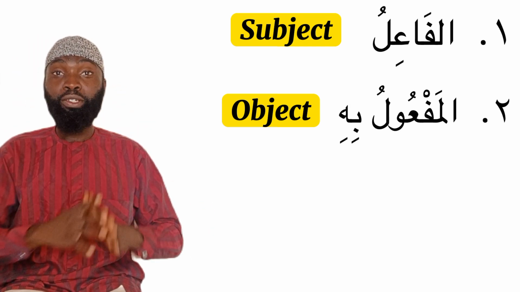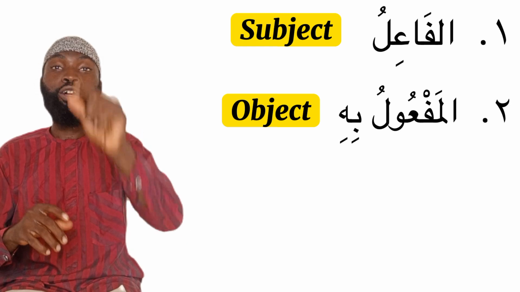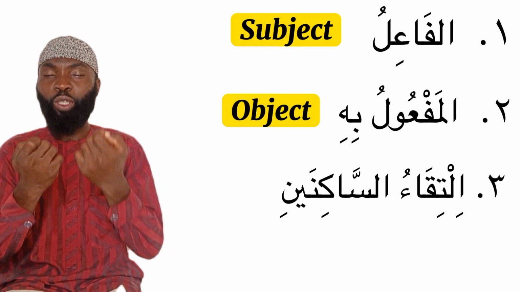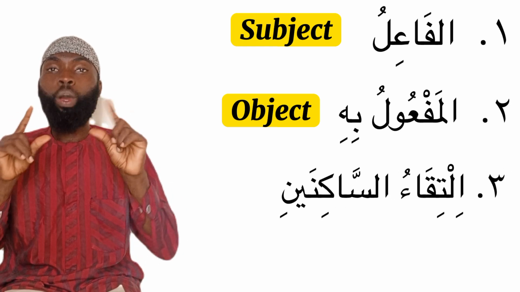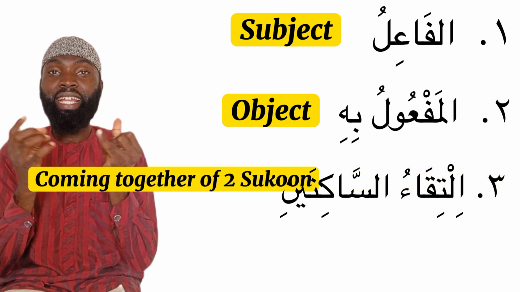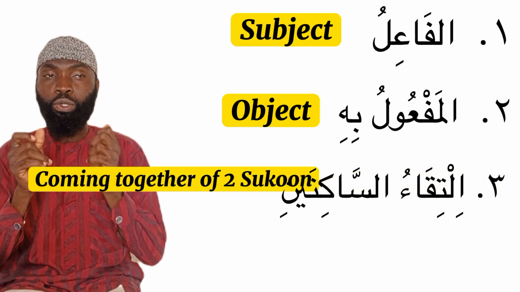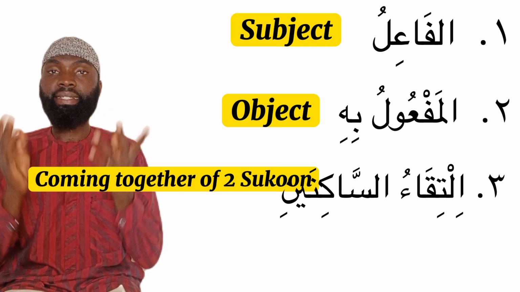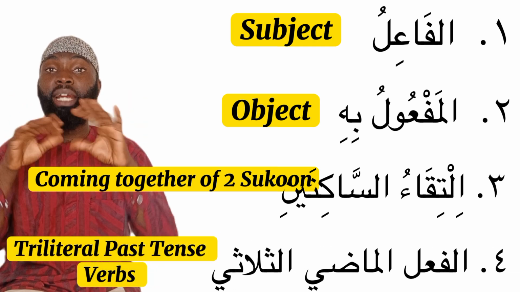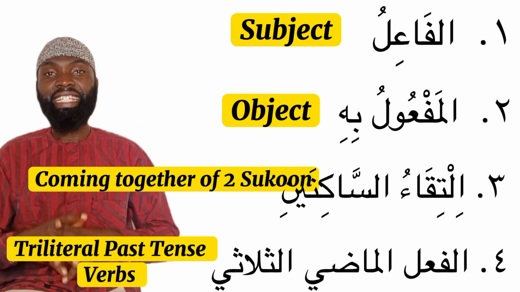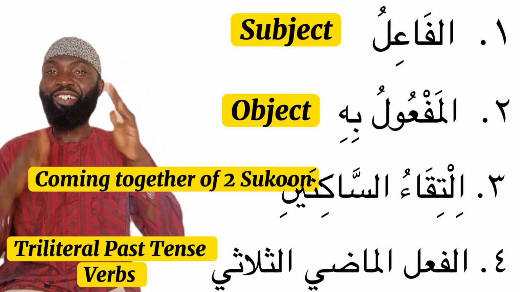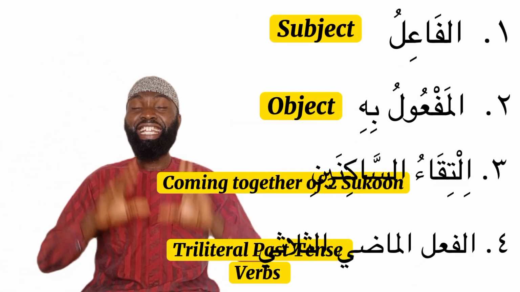And we are also going to look at iltiqa'u sakinain. This is just a little topic that we need to shed light on. What is iltiqa'u sakinain? The coming together of two sukun. This you will learn, and we will also talk about the past tense verbs, how they are majorly coming in three letters, and these three letters are called radicals. Now, can we dive in the topics?